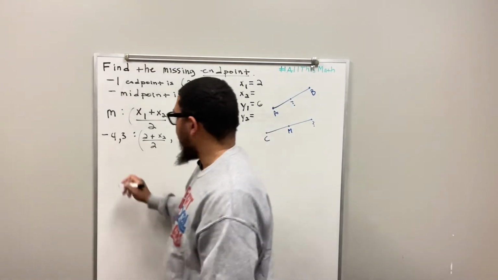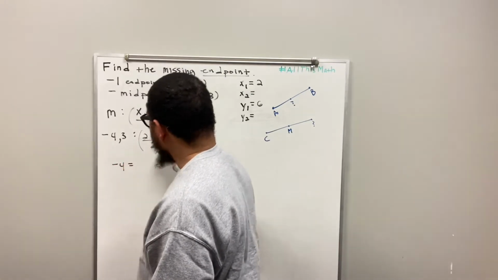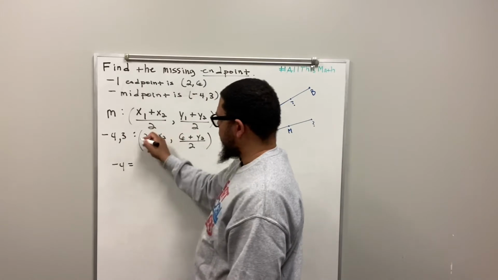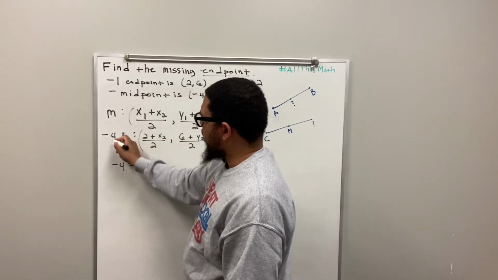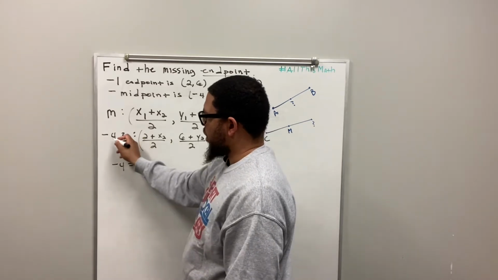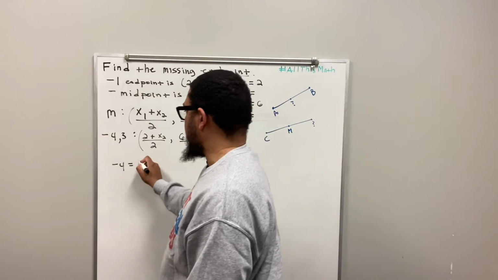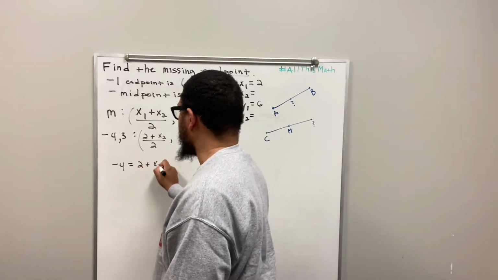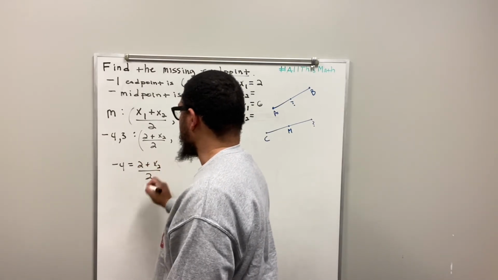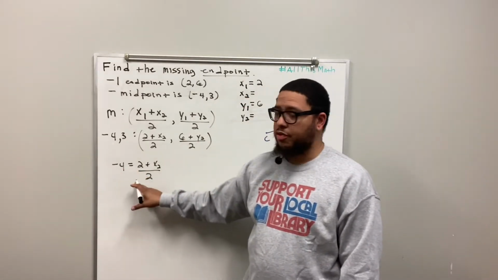So watch this. I'm going to write -4 equals this part right here. First number, first part. The first number matches up with the first part inside the parentheses. So I'm going to have 2 plus x2 over 2. That's my first equation that I set up. That should be your first equation.